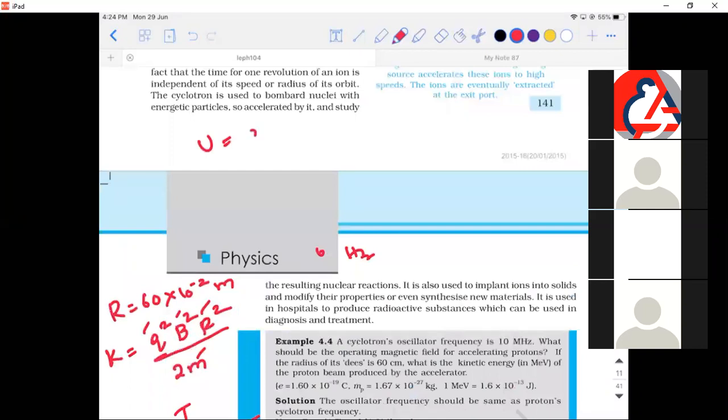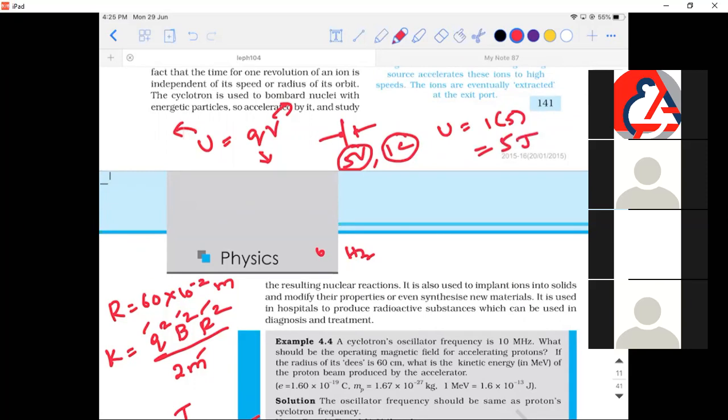If you recollect from the second chapter, we know that U is equal to Q into V. Do people remember this? So what is U? It is the electrostatic potential energy. Q is the charge of the particle and V is the potential across which the charged particle is moved. Let us say there is a battery with a potential difference of 5 volt, just for your understanding, and the charge of the particle is 1 coulomb. Then how much is the work done for the particle to move from the positive to the negative plate? U is equal to the charge multiplied by the potential difference, that is 1 into 5. You will get 5 joule.